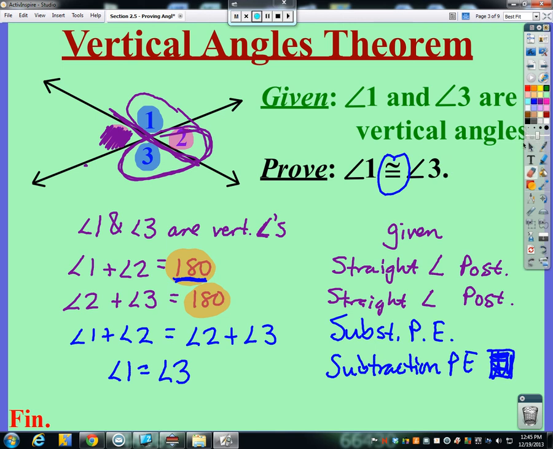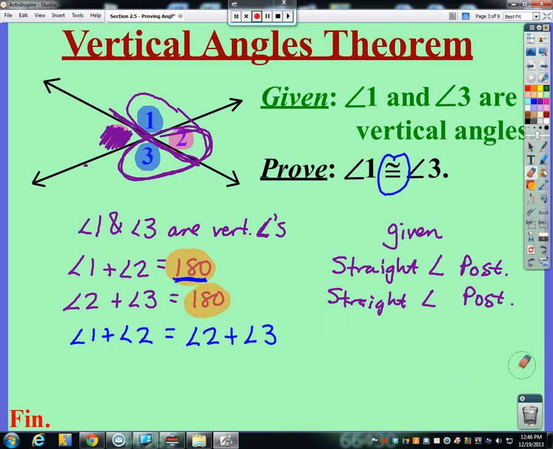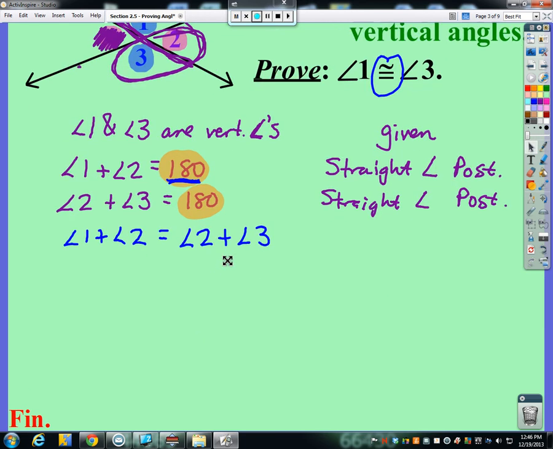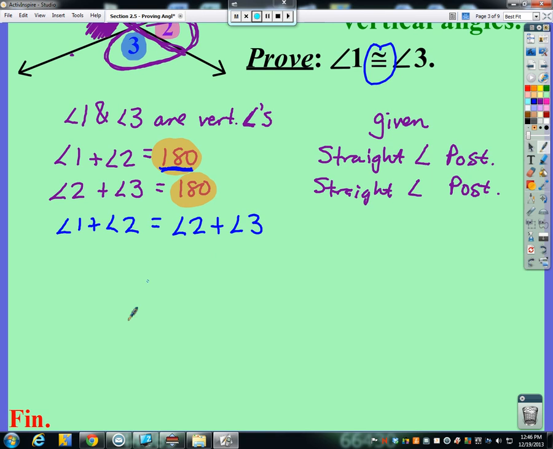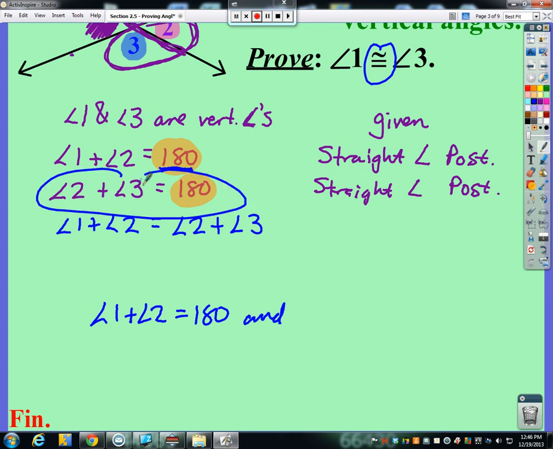Now, let me backtrack one second here, back to this part. I said there's another reason we could have used besides the substitution property for why angle 1 plus angle 2 equals angle 2 plus angle 3. Let me rewrite it this way. Let me move everything up temporarily. If I said angle 1 plus angle 2 equals 180, and now I'm going to take this line right here and write it kind of backwards, if you will, and 180 equals angle 2 plus angle 3.